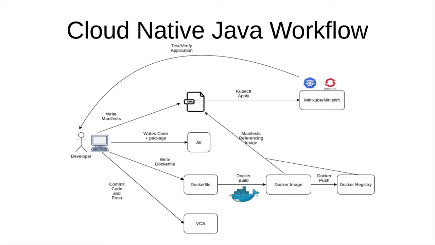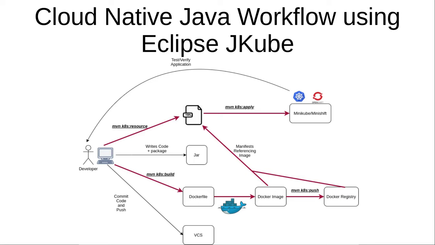But moving to Kubernetes is not very smooth, and it requires some additional workloads like writing manifests, writing Dockerfiles, etc. And it's not possible to maintain the same traditional Java developer workflow. So today we'll be looking at one of the projects called Eclipse JKube and how it tries to simplify all these additional workloads, and it maintains the same old traditional Java experience while moving you to the cloud platforms.